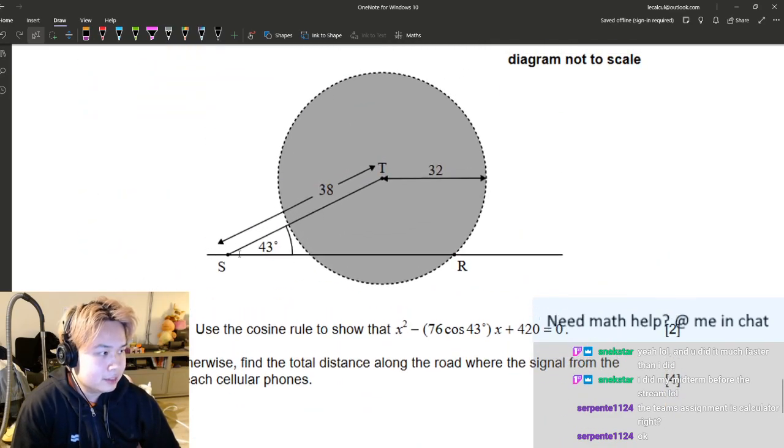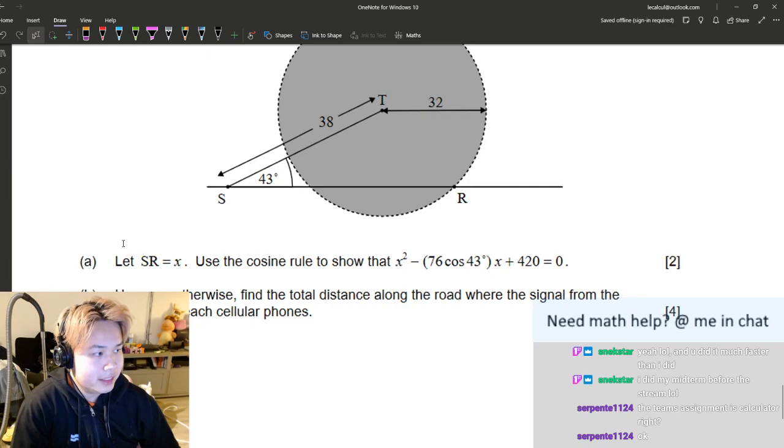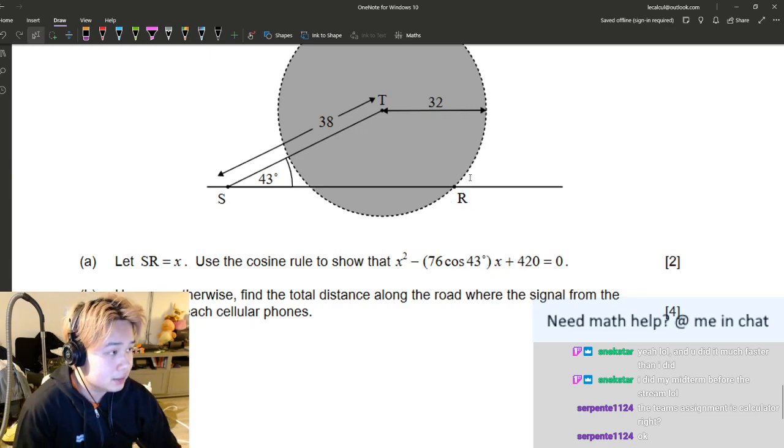So like you're driving down a road, and then when you're here, you're at a 43-degree angle to T, and then you can keep driving through the area. Anyways, whatever. Let SR be x. Use the cosine rule to show that x squared minus this stuff plus 420 is 0. Okay.